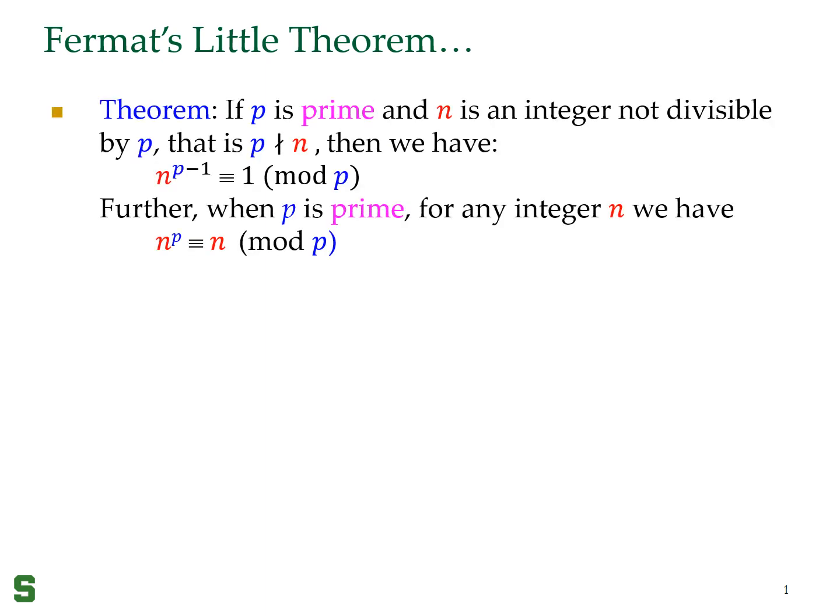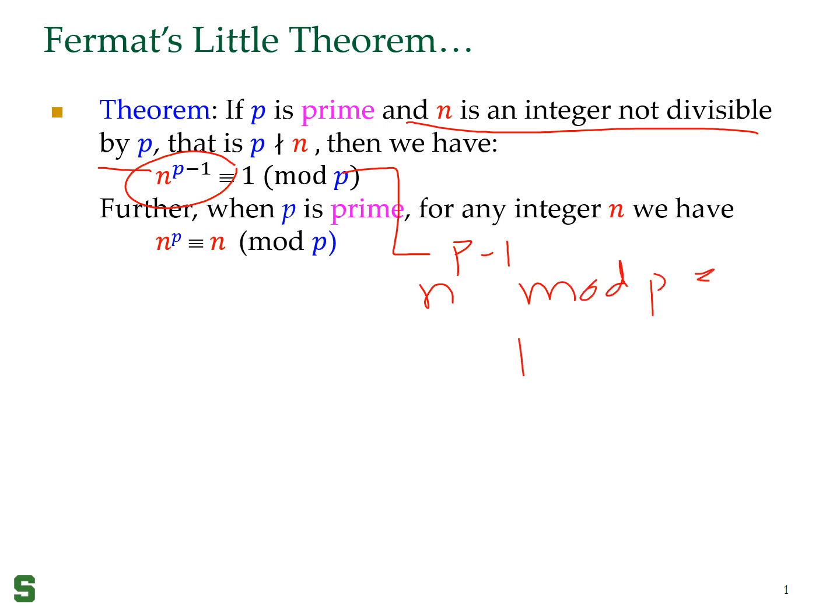So this is what the theorem says. Let p be a prime number. Let n be an integer that is not divisible by p. In that case, if I take n to the power p minus 1, this is equivalent to 1 in modulo p arithmetic. Note that what this means is n to the power p minus 1 mod p is 1 mod p, which is the same as 1.